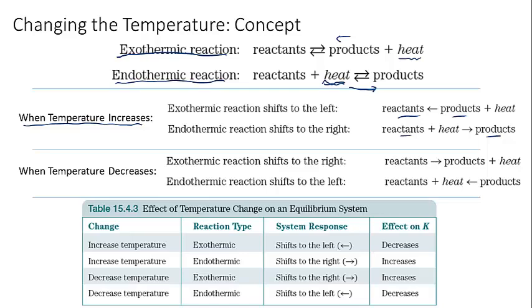On the other hand, if you decrease the temperature, that's like removing heat. And so for an exothermic reaction, if you remove heat, it's going to drag the reaction that way, and you'll make more products. If you remove heat from an endothermic reaction, it's like removing a reactant, and so the system will shift to the left and make more reactants at the expense of products. And so this is tabulated in this handy table.